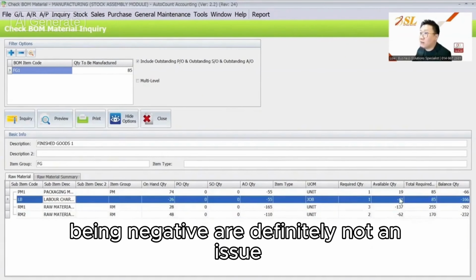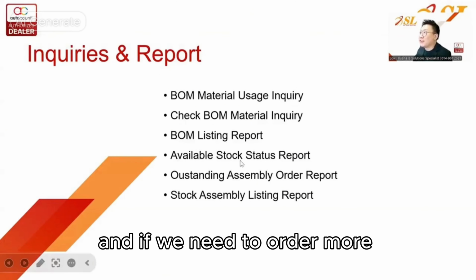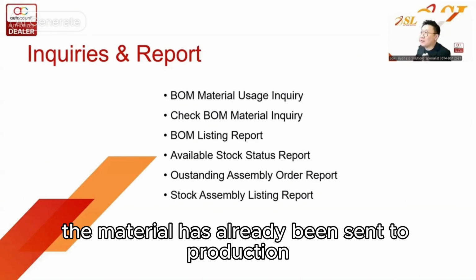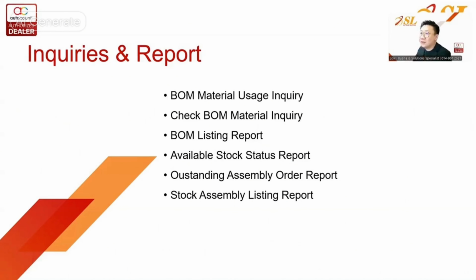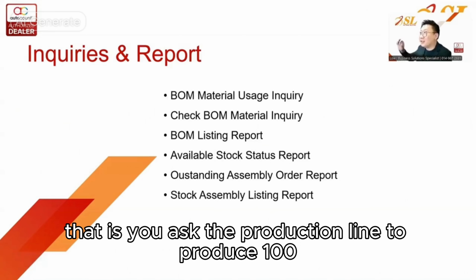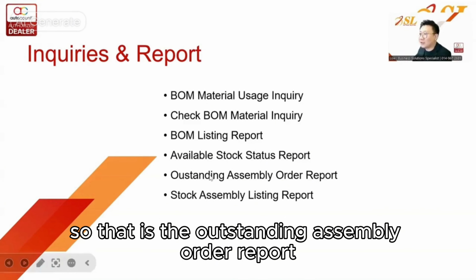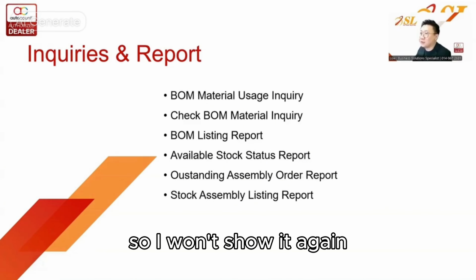Let's take a look at these 4 reports. One is the BOM listing, which shows what BOMs we have set. There is a listing of the BOMs, then whether there is enough stock and if we need to order more, whether the material has already been sent to production or is on order. Then there is outstanding, which I already mentioned and showed earlier. That is, you ask the production line to produce 100, but you produce 20, leaving a balance of 80. That is the outstanding assembly order report, which I have already shown, so I won't show it again.